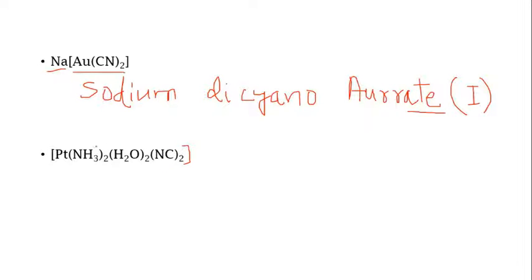Then first you need to name your ligands. So you have ammonia, then you have water, and you have an ambidentate cyanide ligand. First you will name it as diammine, because there are two ammonia molecules. That's why the prefix di has come. Whenever you are naming an ammonia ligand, you will name it as ammine, diammine. Then you have two water molecules, so diaqua. Am comes first in alphabetical order, that's why ammine has come first, then aqua.